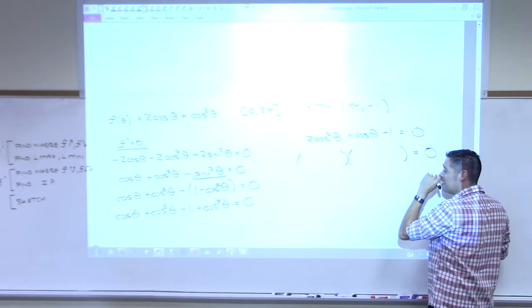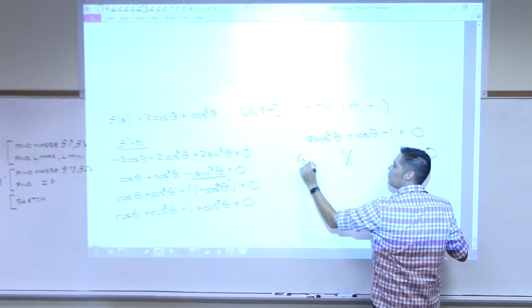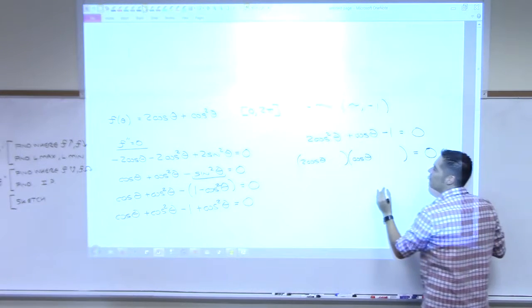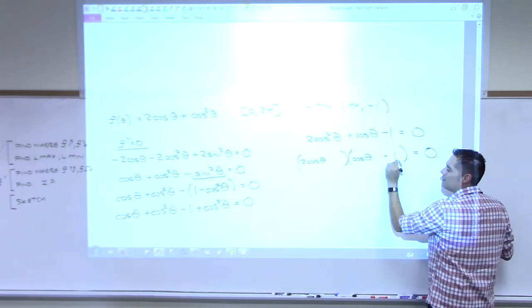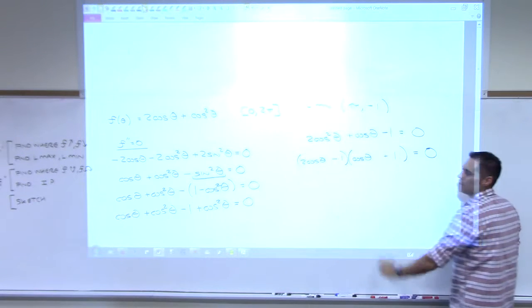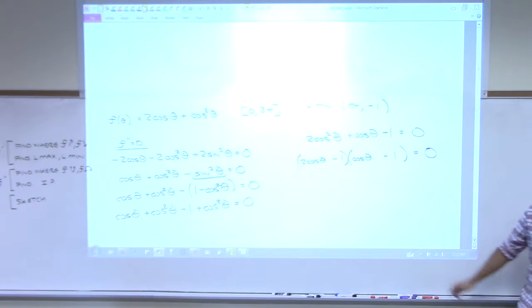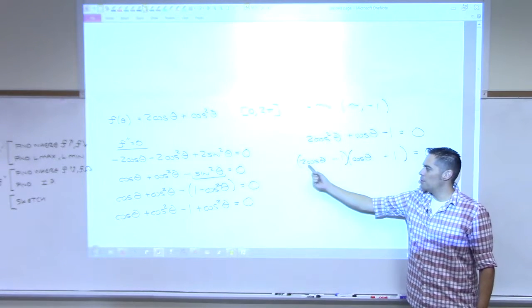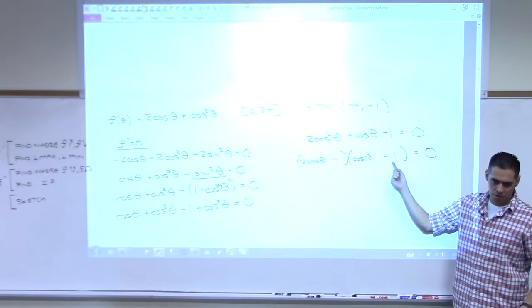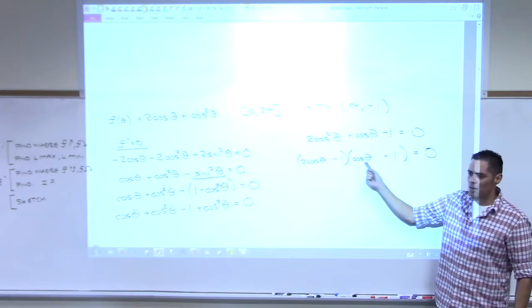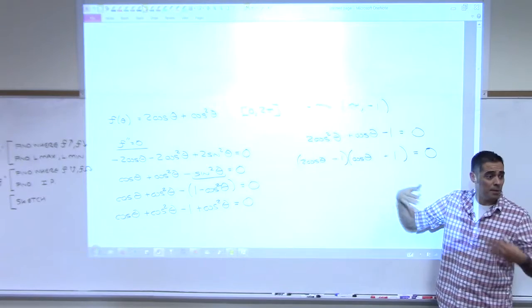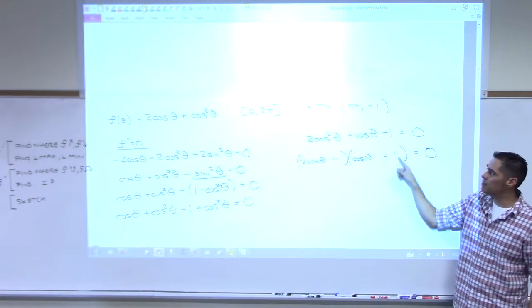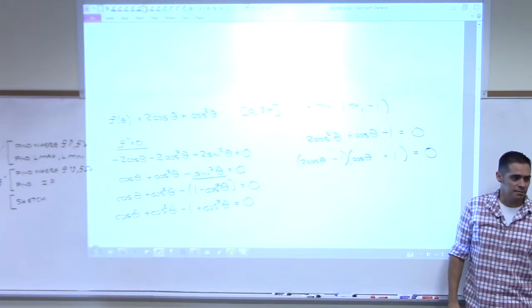It would be, let's see, 2 cosine theta here, plus 1, minus 1? Will that work? 2 cosine squared theta is what I get here. 2 cosine theta times 1 is 2 cosine theta. Negative 1 times cosine theta is minus cosine theta. So when I put those 2 together, I'll get a positive cosine theta, and then negative 1 times 1 is negative 1. So that's it.